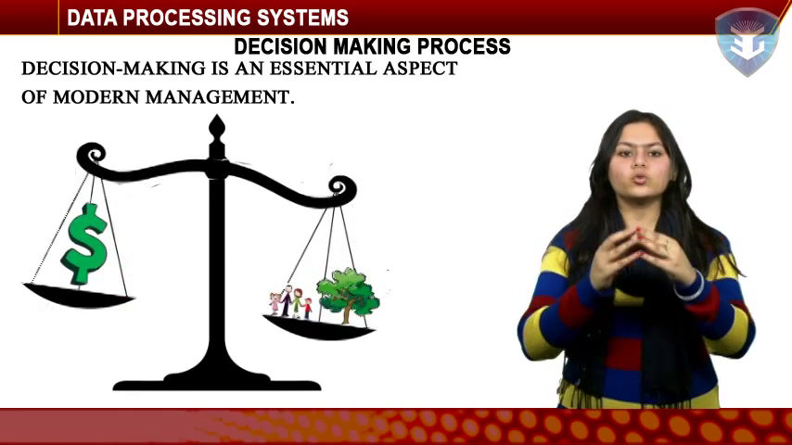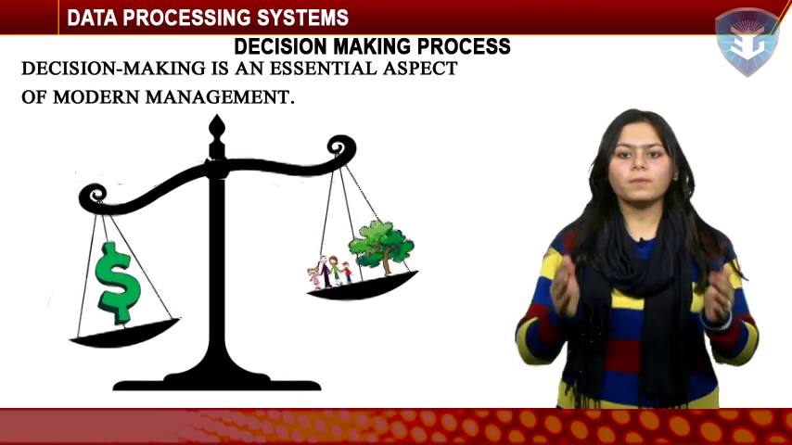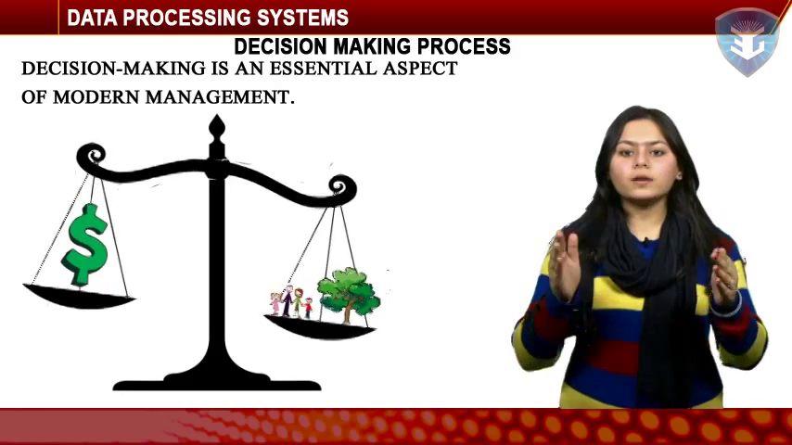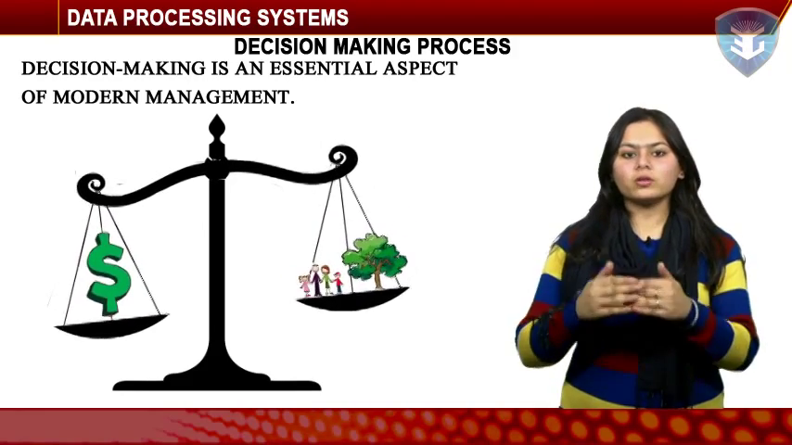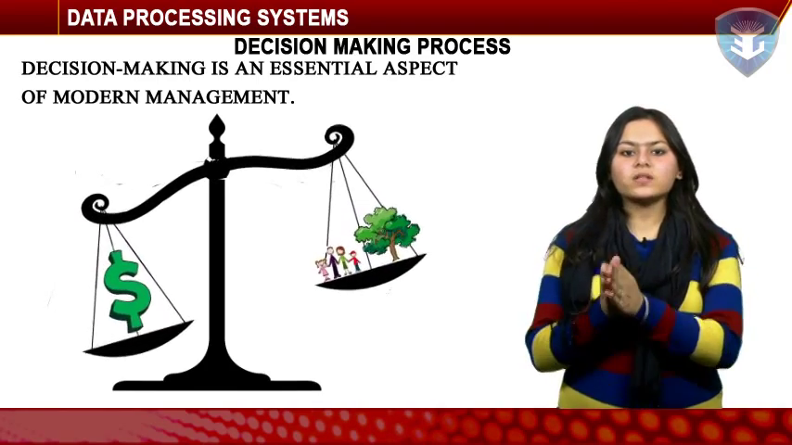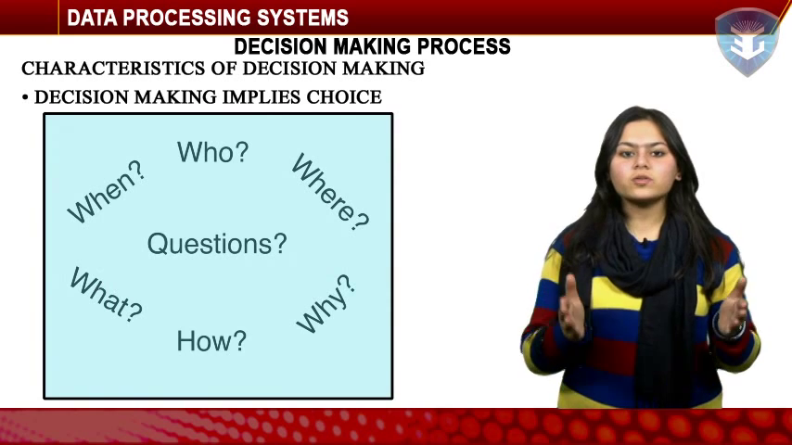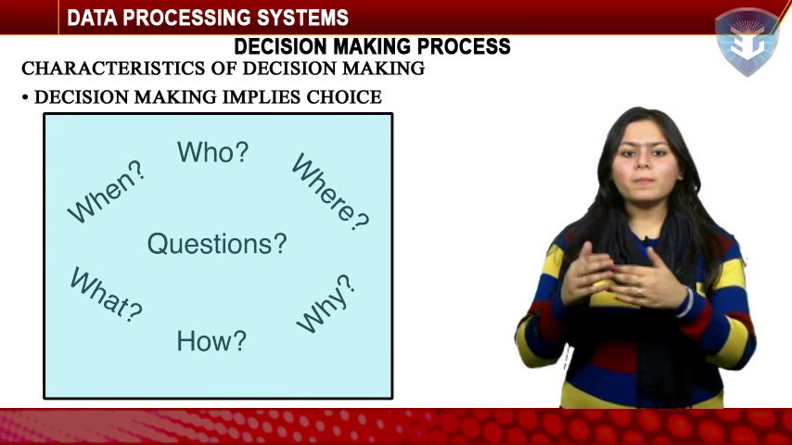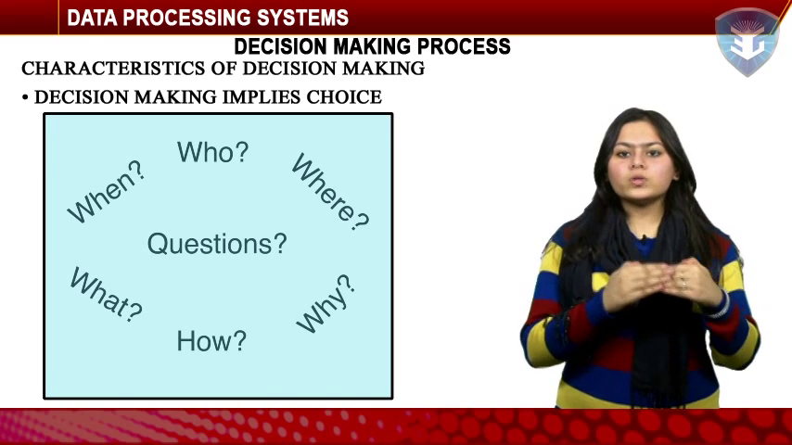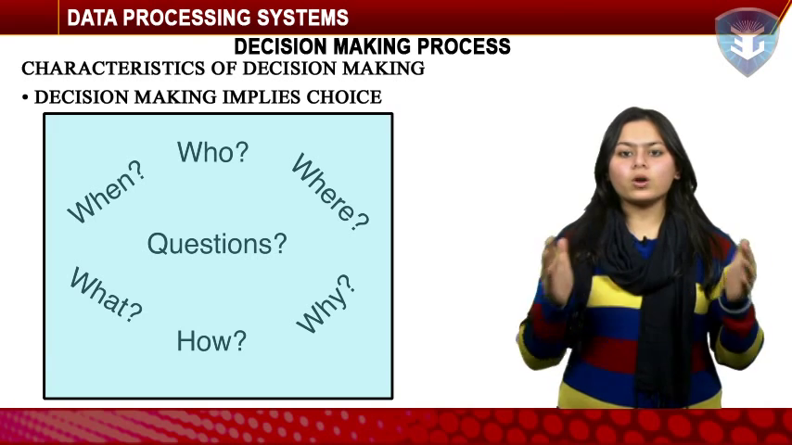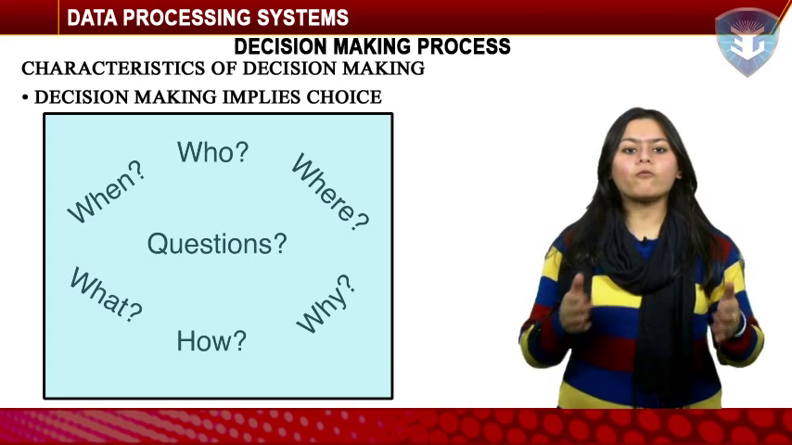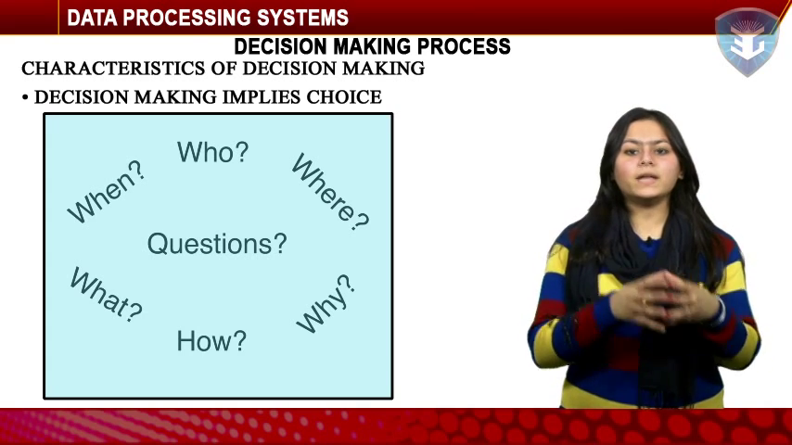Decisions are made to achieve goals through suitable follow-up actions. Decision making is a process by which a decided course of action is taken. Decision-making lies embedded in the process of management. Characteristics of decision-making. Decision-making implies choice. Decision-making is choosing from among two or more alternative courses of action. Thus, it is the process of selection of one solution out of many available.